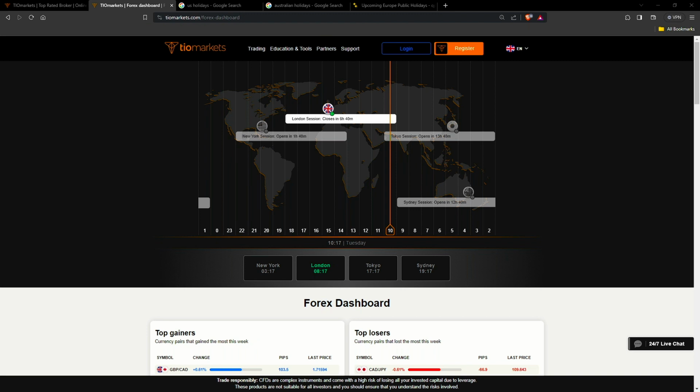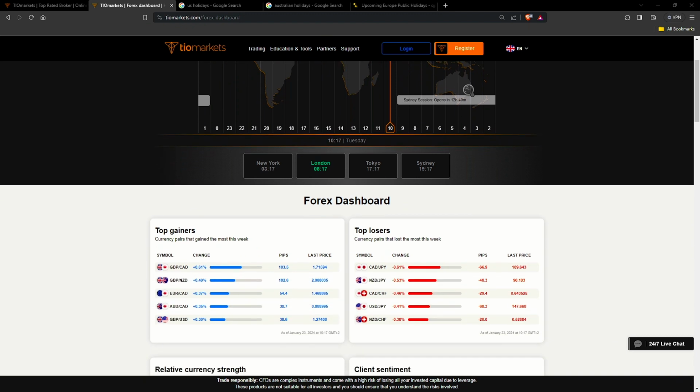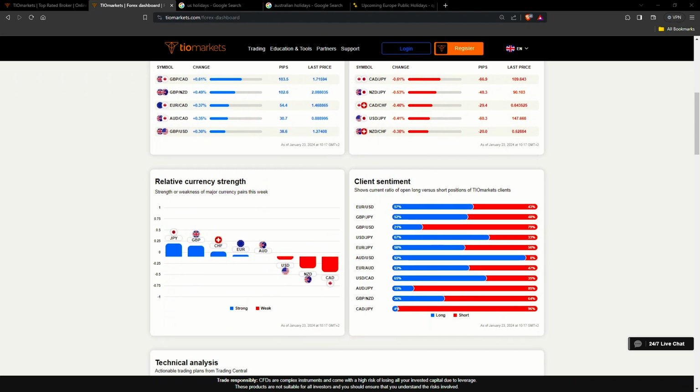For example, the Great British Pound versus the USD and the Euro versus the USD will likely experience the most volatility during the overlap of the European and US sessions. The Australian dollar versus the Japanese yen will be most active during the Asian session. You will see that most significant price moves start during this session.